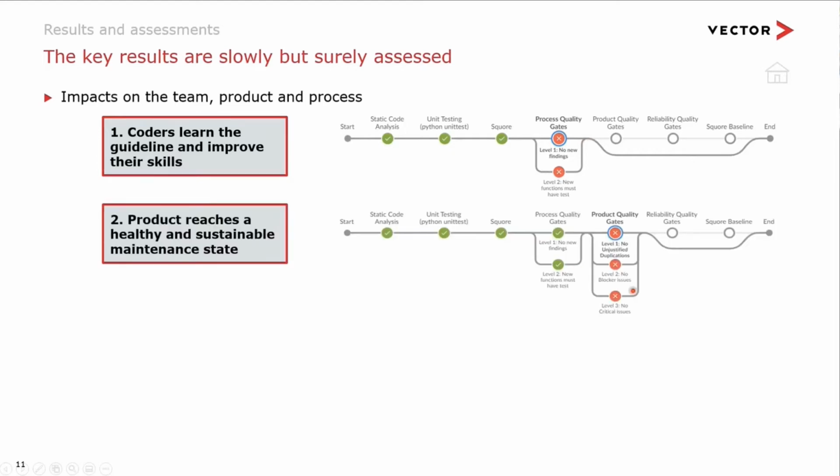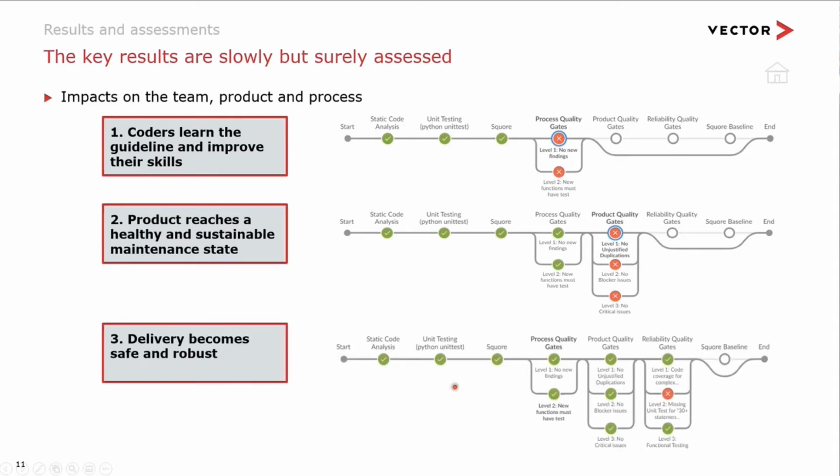The second part was actually much easier to pass, because it focused more on issues to fix. If you have the time to do it, it's not very difficult. The side effect is that we had the feeling that the product was much more maintainable, because we didn't have any cloning or duplications, and no big issues were stored in the product. So that was a good feeling of having a sustainable maintenance state.